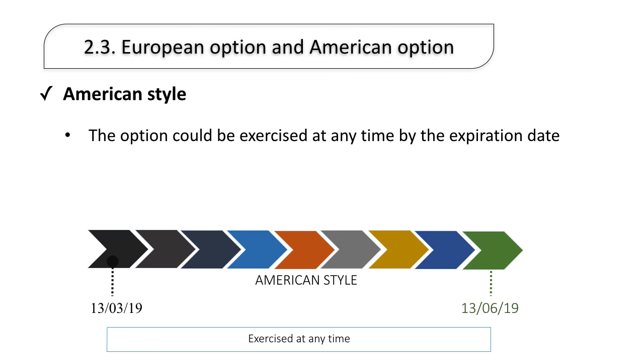Conversely, the American options allow holders to exercise the rights at any time before and including the day of expiration. Take the above example. In American style, the company could exercise the contract virtually any day up to the 13th of June, 2019. And the writer is obliged to make the transactions.